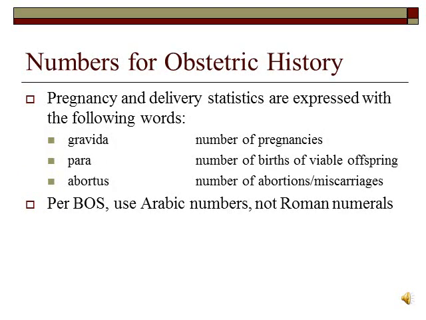Numbers are used for our obstetric history when we're taking a history on a female patient. This is just a set of numbers that shows pregnancy and delivery statistics, such as gravida, para, abortus, GPA, and could be dictated any of those ways. Gravida means how many times a woman has been pregnant. Para means how many births of live offspring the woman has had. And abortus refers to the number of abortions or miscarriages that a woman has had.